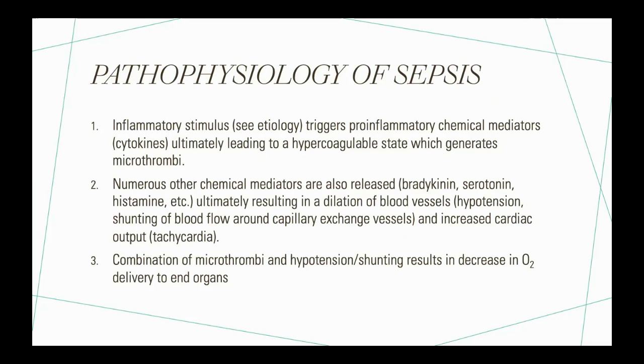So there's multiple other chemical mediators. They're releasing different hormones and chemicals within our body, causing dilation of blood vessels. That's what's causing hypotension, and we're shunting blood away from our essential organs. And then we're also going to increase cardiac output by causing the tachycardia. That's why we see the heart rate getting over 90, 100. And then a combination of these microthrombi and the hypotension is what's decreasing the oxygen delivery to these end organs that we have.